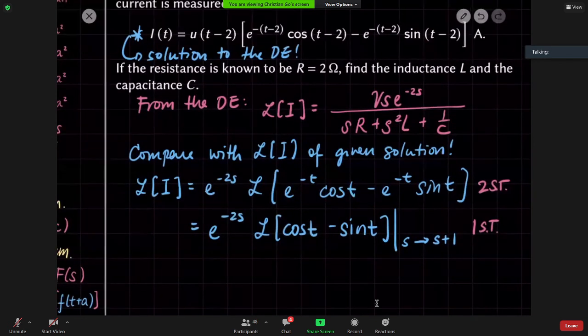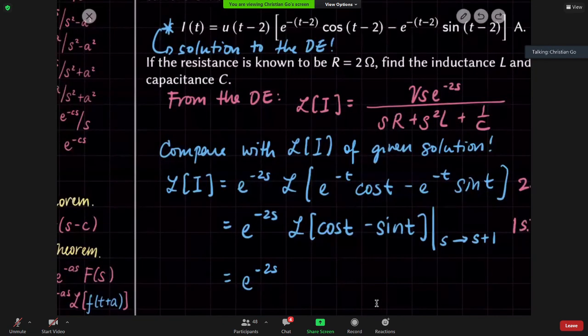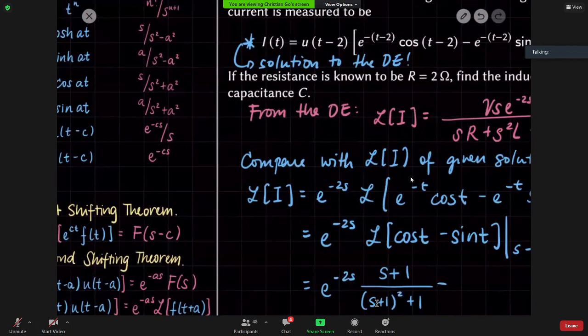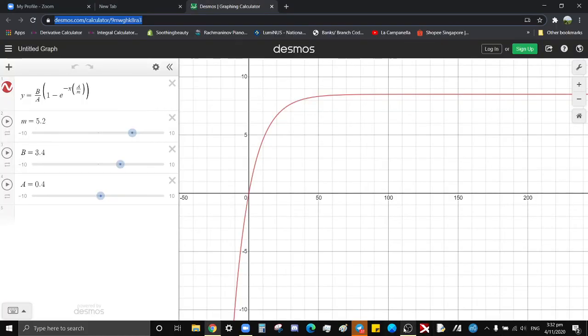Okay, so convert. E to the minus 2s. Cosine t is just s over s squared plus 1, so I'm going to replace the s with s plus 1. So s plus 1 over s plus 1 squared plus 1, minus sine t, which is 1 over s squared plus 1, so 1 over s plus 1 squared plus 1. We have to be very careful here, okay?